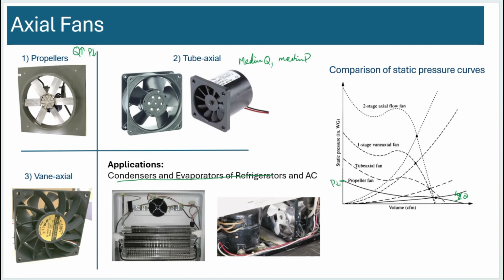These fans are typically used in refrigeration for cooling condensers and evaporators. Here's an example of an axial fan. Here's another example of an axial fan. Okay, most of the time it's a tube axial fan.